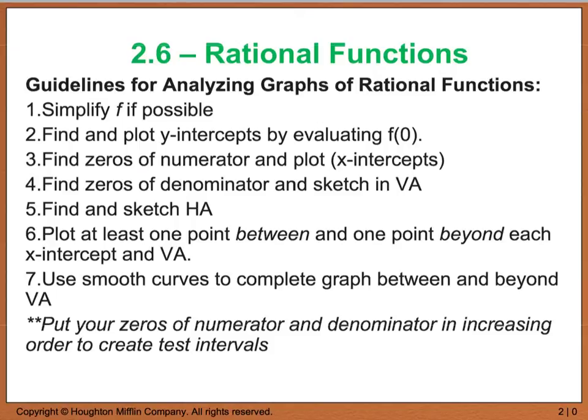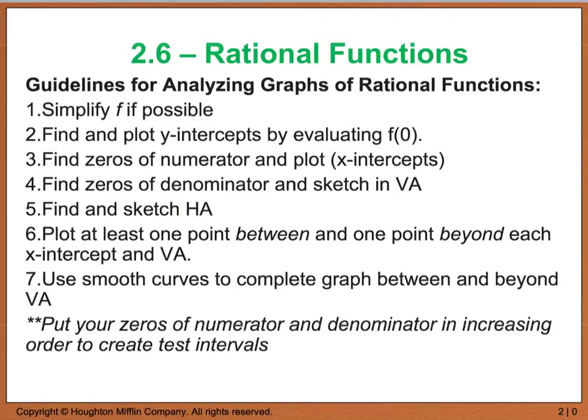So with that being said, we have some guidelines for graphing rational functions. The first thing you want to do is simplify your function if possible. In other words, if you have factors that you can factor out, do that up front. Once you've got a simplified equation, then you're going to find and plot your y-intercepts by evaluating f of 0. Then we're going to find the zeros of your numerator, and remember the zeros of the numerator are really going to be your x-intercepts. So you can plot your y-intercepts, then you can plot your x-intercepts. Then we're going to find zeros of the denominator and sketch those in as our dashed lines because those are our vertical asymptotes. Then we're going to find and sketch in any horizontal asymptotes.